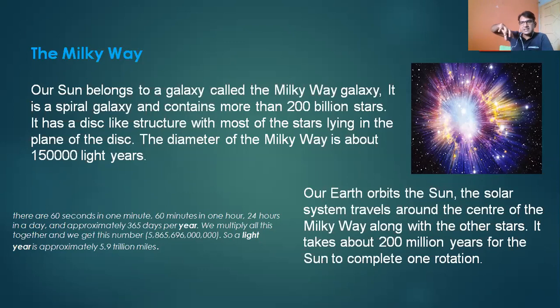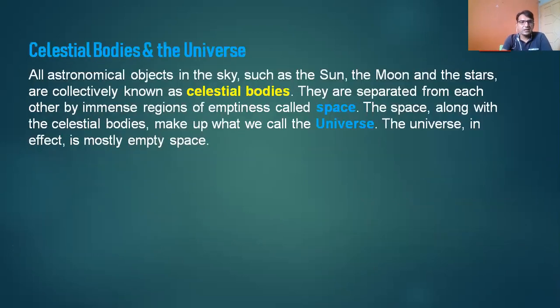So our sun, along with the other stars, the sun is one of the stars in the Milky Way, which has also been moving around in the Milky Way. It takes about 200 million years for the sun to complete one rotation. So if you talk about the rotation of the sun, it takes 200 million years to complete one rotation.